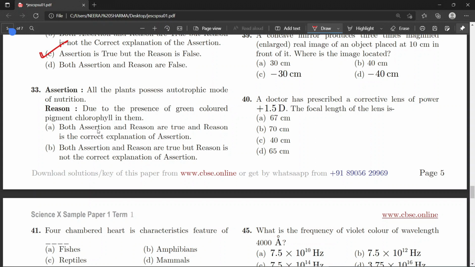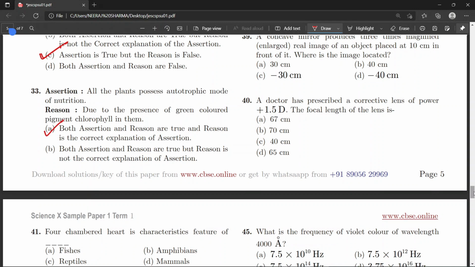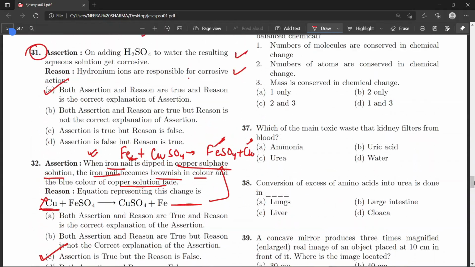So you have to see whether the statements are correct or not, right? So all plants possess autotrophic mode of nutrition. This is the correct assertion, right? Now the reason is due to the presence of chlorophyll in them. As you guys already know, chlorophyll is an essential component for the process of photosynthesis to take place, right? So that is why option A is the correct option, that both assertion and reasoning are true, and reason is the correct explanation of assertion. I hope this is clear to all of you. If it is not, you can let me know.